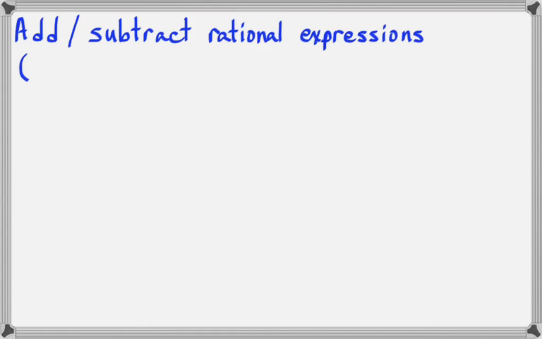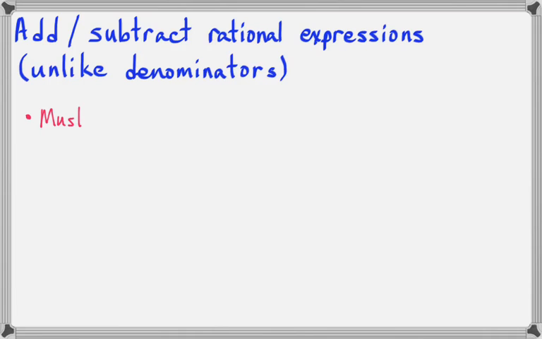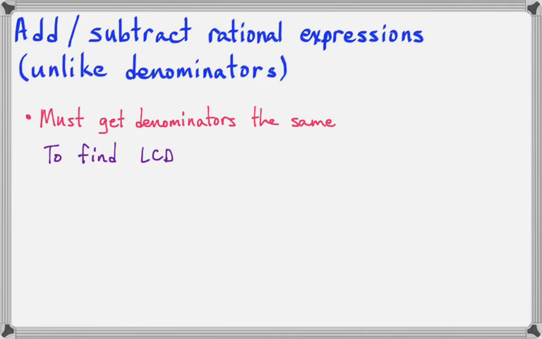So now we're going to start to look at how to add and subtract rational expressions that have different denominators. Just like when we add any fractions, we must get the denominators the same before we start adding and subtracting. And in order to get the denominators the same, we're going to need what's called a least common denominator, the smallest common denominator we can find. So here's how you do that.